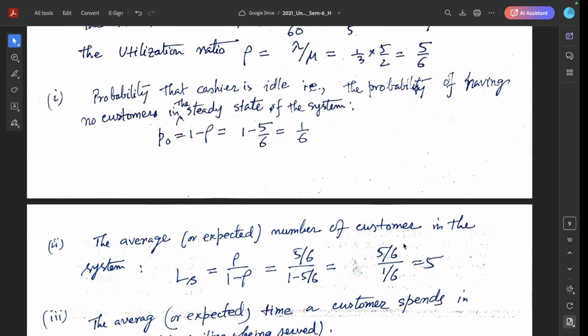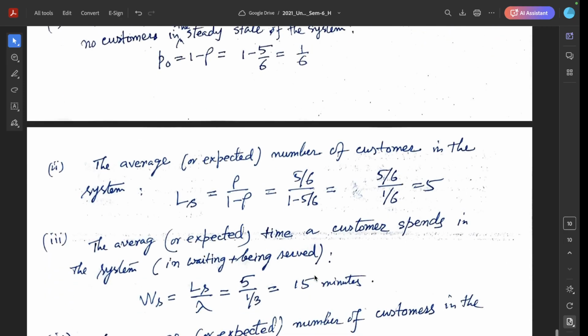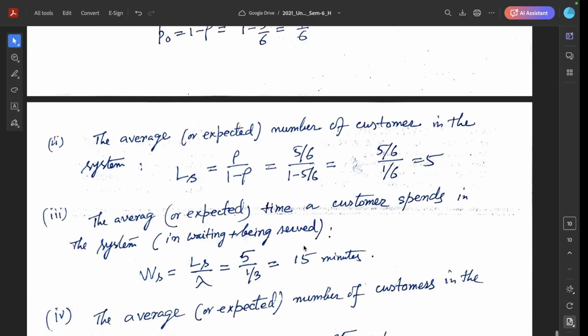Average or expected number of customers in the system, that is LS, equal to rho by 1 minus rho, equal to 5 by 6 by 1 minus 5 by 6, that is equal to 5. Average or expected time a customer spends in the system, that is waiting time plus being served. So WS is equal to LS by lambda, equal to 5 by 1 by 3, equal to 15 minutes.